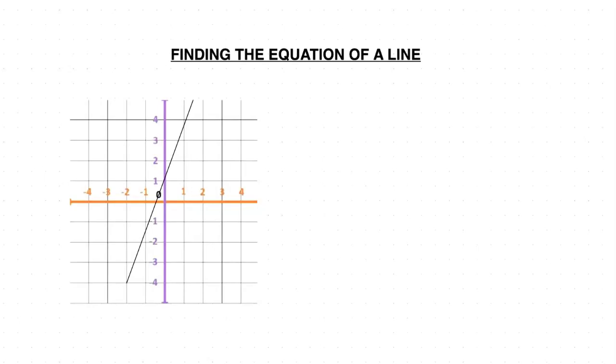Today we will be looking at finding the equation of a line. Before we get started, let's take a look at what the equation of a line represents. It represents y equals mx plus b. This is the generic equation of a line. And what we want to find is what m equals and what b is equal to.